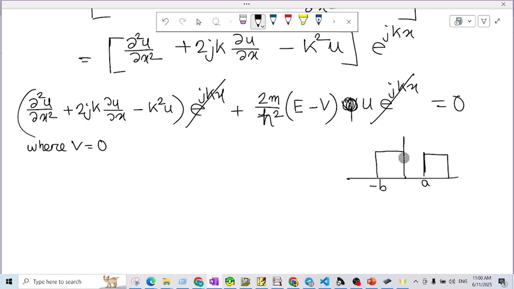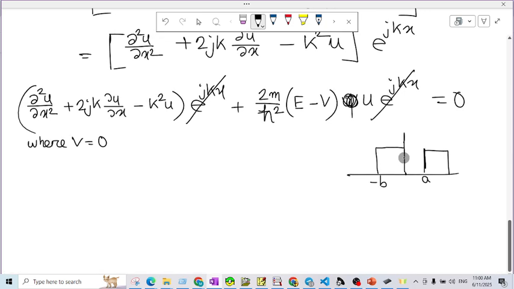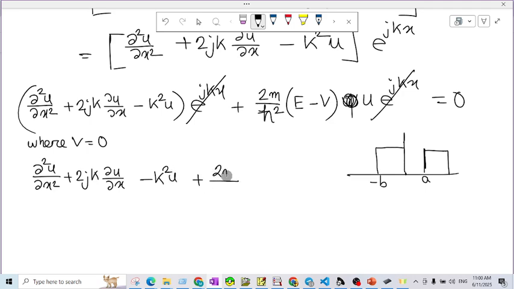Okay, that means should I rearrange this equation again? I don't need to rearrange this equation again. Then I will get delta square u by delta x square plus 2jk delta u by delta x. Now let's do one thing. This v is equal to 0, right? So minus k square u, then plus 2m by h bar square e, as v is equal to 0.